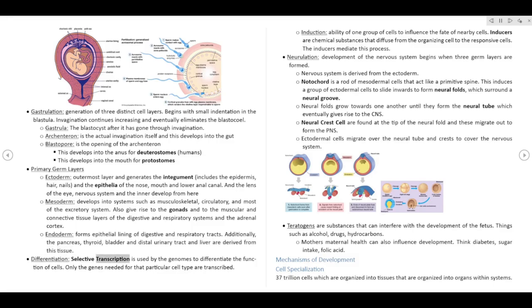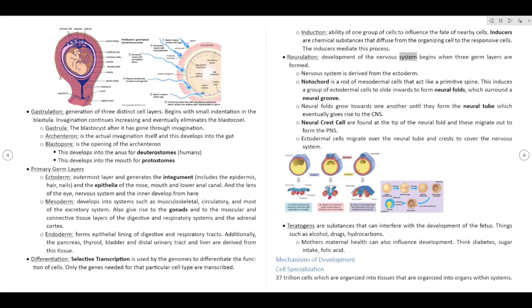Differentiation. Selective transcription is used by the genomes to differentiate the function of cells. Only the genes needed for that particular cell type are transcribed. Induction is the ability of one group of cells to influence the fate of nearby cells. Inducers are chemical substances that diffuse from the organizing cell to the responsive cells. The inducers mediate this process.